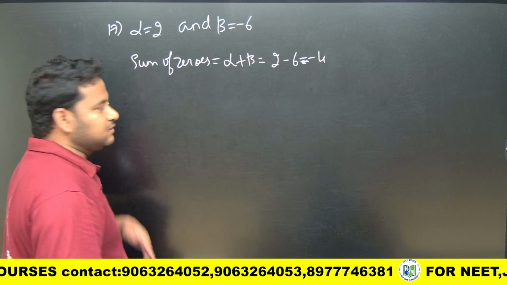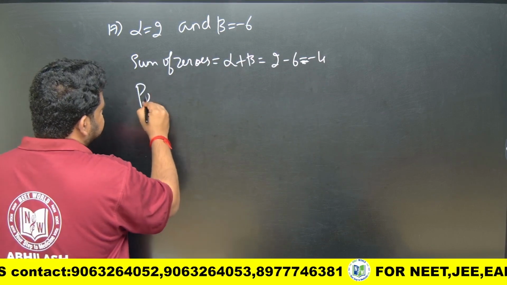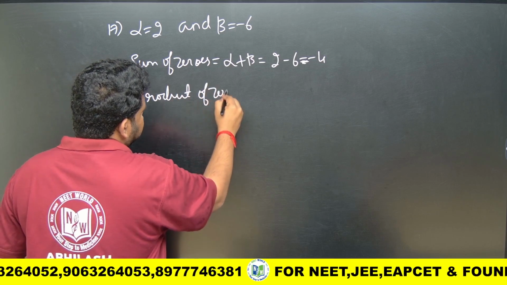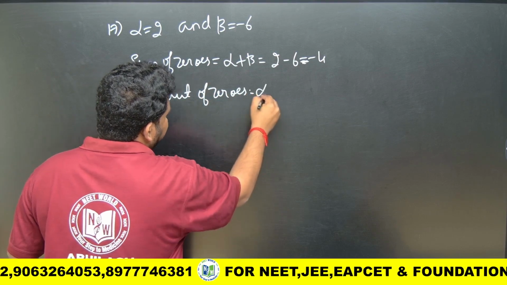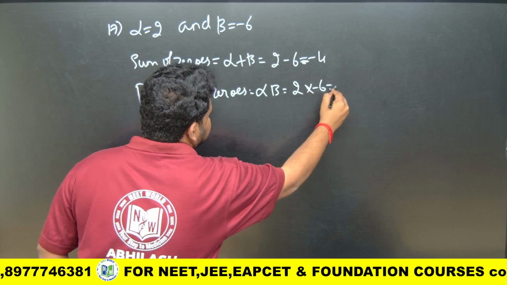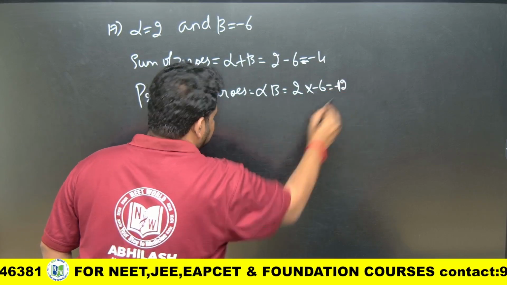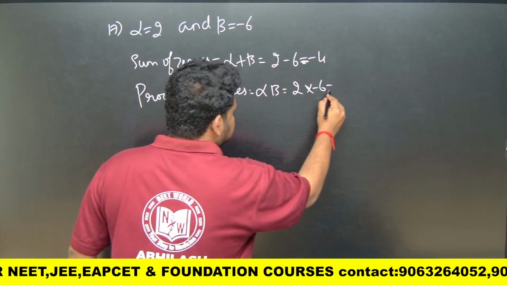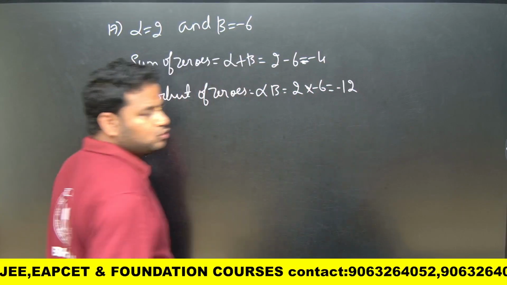Now what about the product of the zeros? The product of zeros is equal to alpha into beta, that is nothing but 2 into minus 6, which is equal to minus 12. We will get it equal to minus 12, correct?